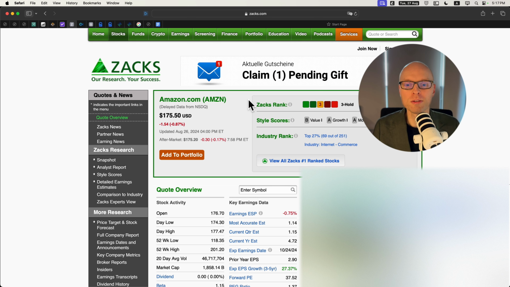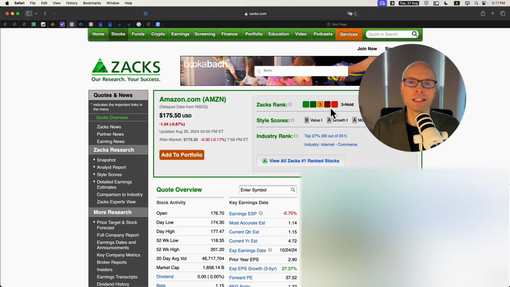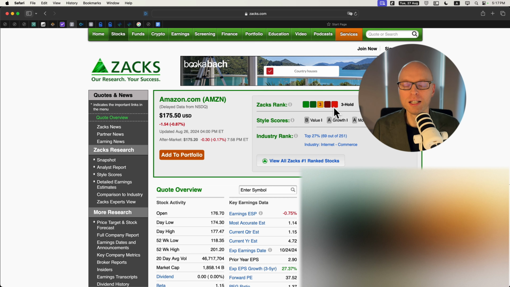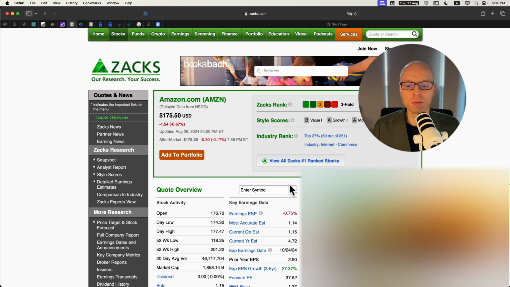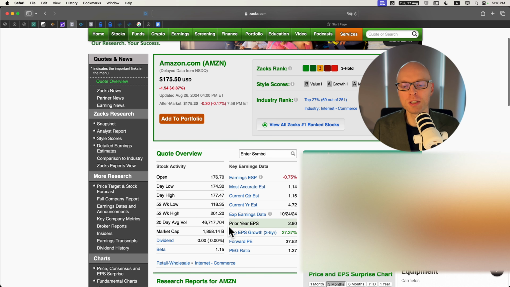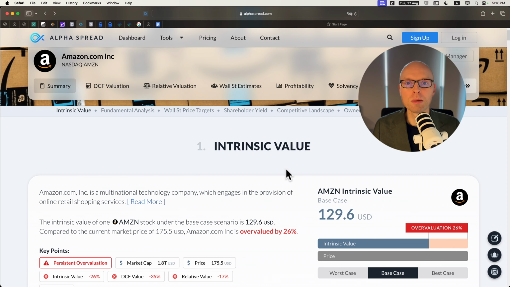Now we are going to have a look at the Zacks website, and it shows you rank number 3, which is a hold rating. And I'd like to make sure that it is not number 4 or number 5, which tells you that it is a strong sell. Then we scroll down and we will see earnings per share growth over the next 3 to 5 years is about 27%. Now I'm going to jump to the Alpha Spread website, and this is another source which gives you an estimate of the fair value of the company.